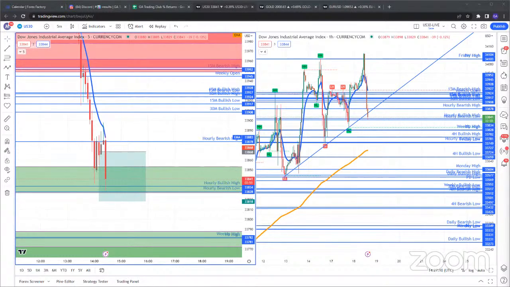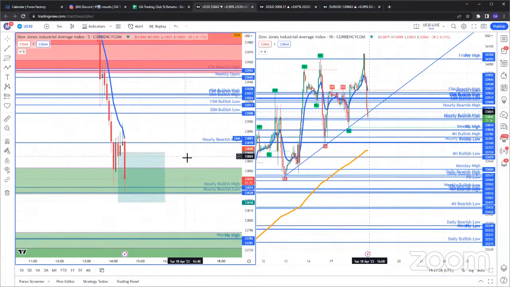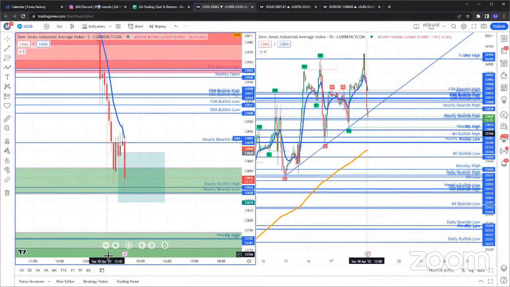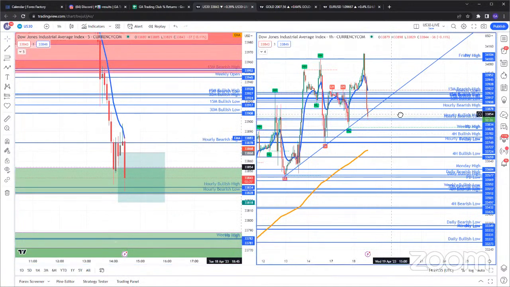Okay. Yeah. So the only thing holding us here is the hourly bullish high. So that is still valid. So anything for today, any markups that are the hourly and above are still valid. The only markups that are not valid for today are anything below the hourly, because I didn't do any markups for today.